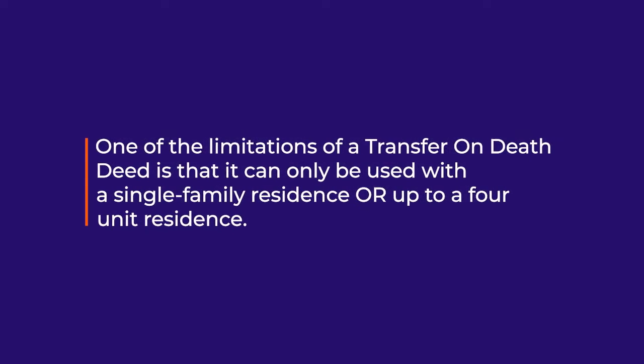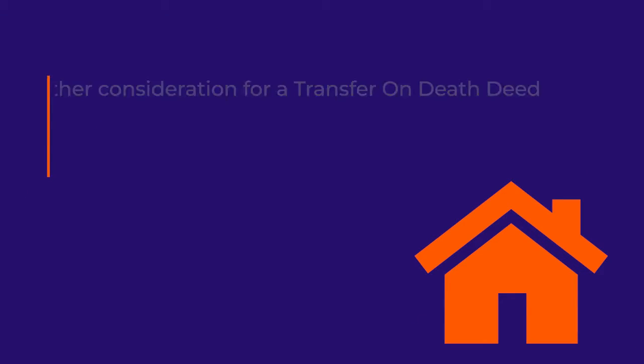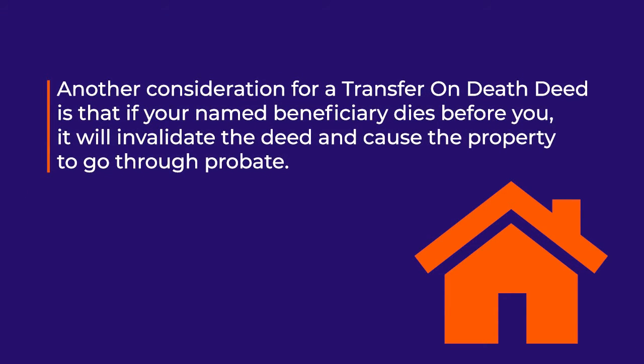But the transfer on death deed can only be used with a single family residence or up to a 4-unit residence. There are a number of other concerns there. So for instance, if you create a transfer on death deed and name a beneficiary, and the beneficiary dies before you do, then your transfer on death deed is invalid and your property is going to go through probate.